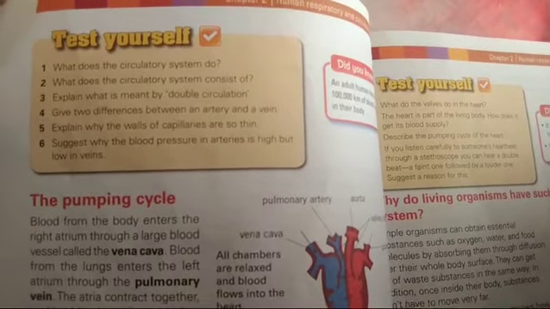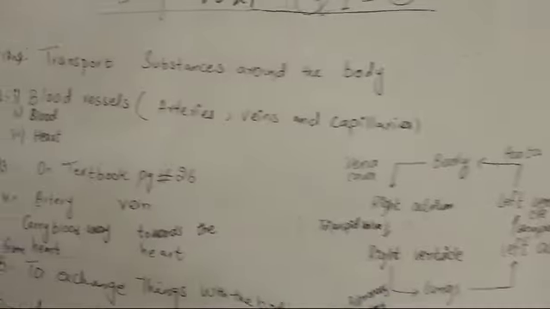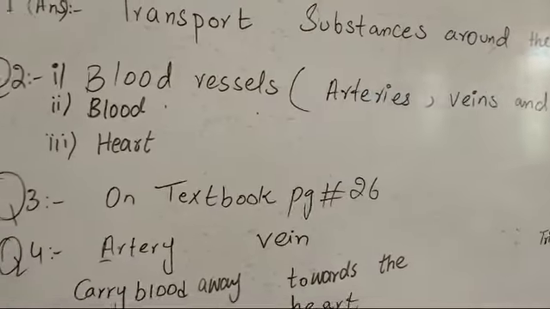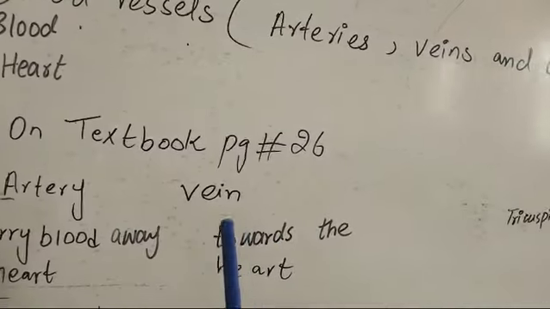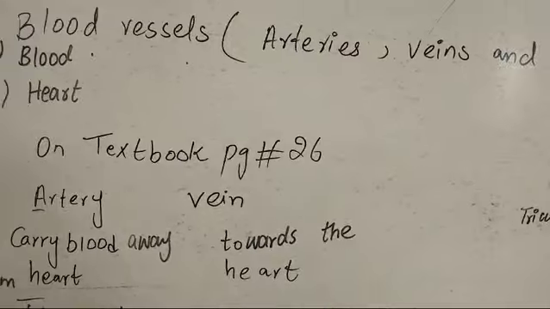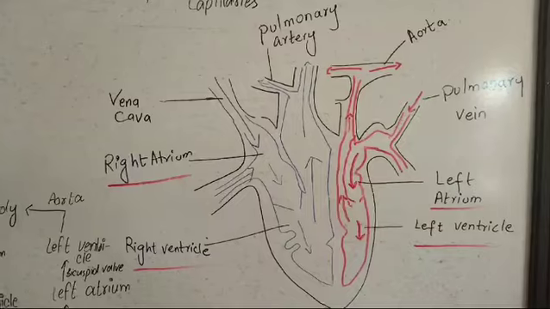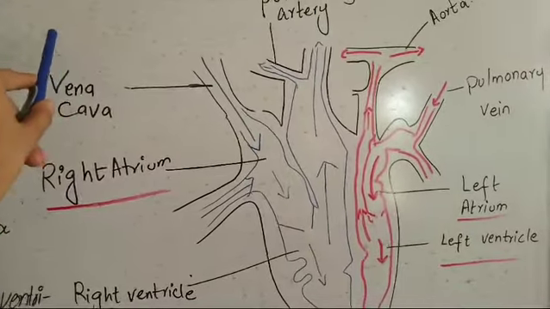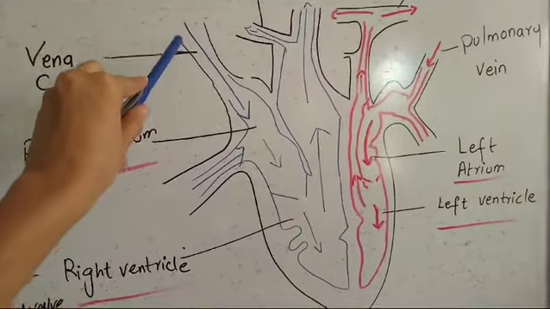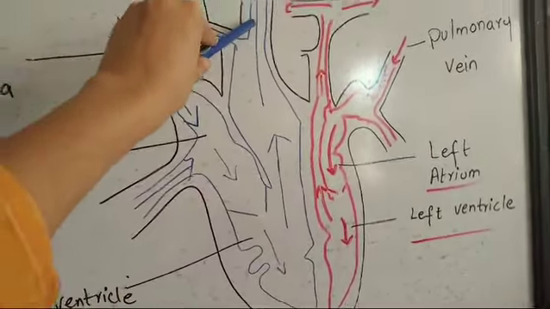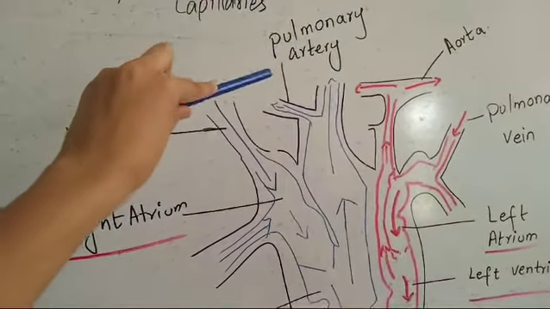Question number 4 is, give 2 differences between an artery and a vein. As you know, arteries carry blood away from the heart and the veins carry blood towards the heart. Which will be the artery and which will be the vein? This blood vessel is carrying the blood into the heart, so it is the vein, and this blood vessel is carrying the blood away from the heart, so it is the artery.